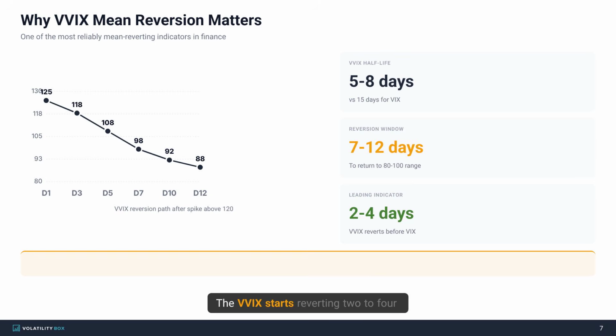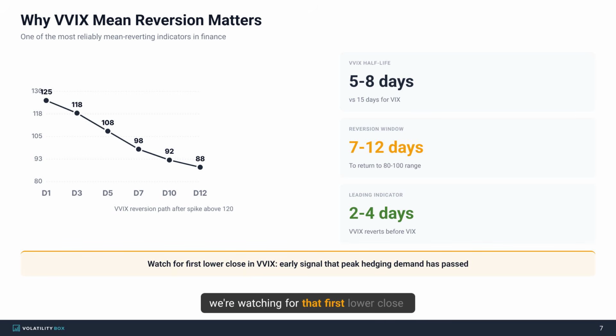The VVIX starts reverting 2 to 4 trading days before the VIX begins its own decline, so it's a preceding indicator. So when you see the VVIX spike above 120, and then we see something like a lower close, to me that's often your early signal that peak hedging demand has passed, and now you can start to look at some potential trade setups. With VVIX right at 120 today, we're watching for that first lower close as a potential timing signal. Hasn't happened yet.